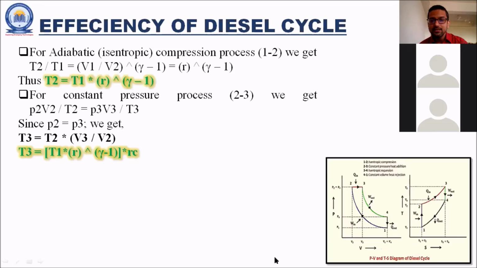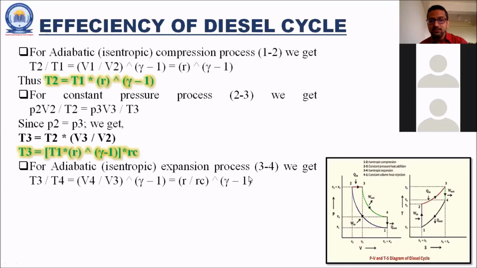Okay, fine. So now let us proceed further. Now considering again for reversible adiabatic expansion process, that is process 3 to 4, we are getting the answer T3 by T4 is equal to V4 by V3 raised to gamma minus 1. V4 by V3 is equal to r by rc, raised to gamma minus 1. So finally T4 is equal to T3 divided by r by rc raised to gamma minus 1.